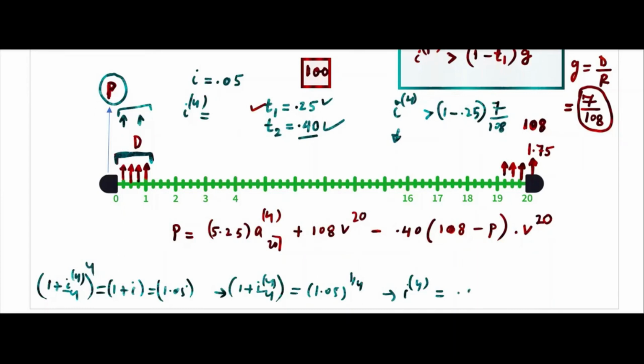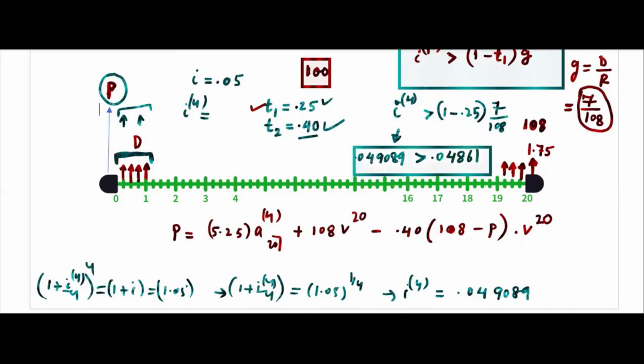And I4 will be 0.049089. Now we have to check whether this is greater than this or not. 0.75 we multiply by 7, divide by 108. And if you do that, you will get 0.04861. If this is satisfied, if this is true, then there is a capital gain for sure.